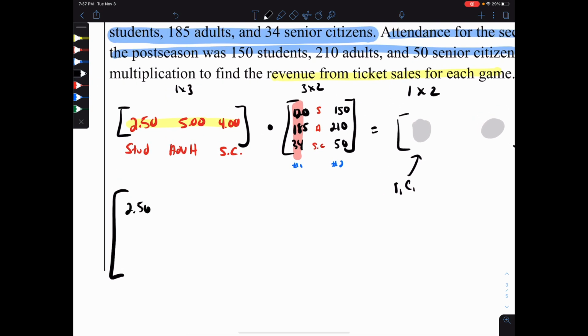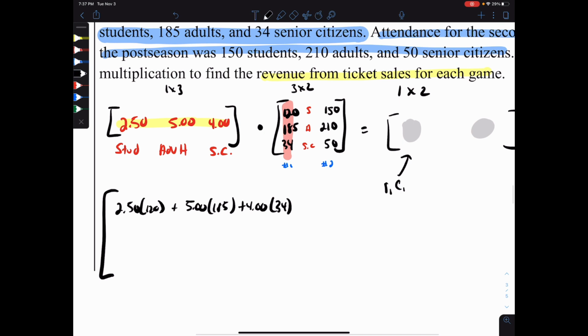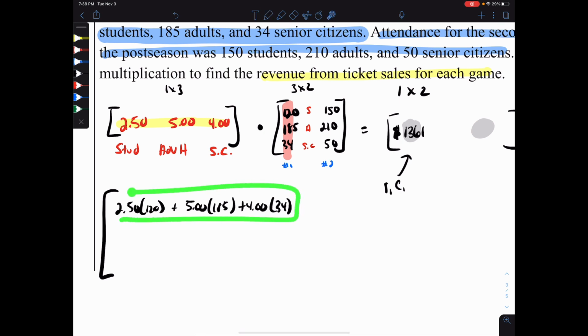So we have $2.50 for the students. There was 120 of them. We'd add $5 for each adult, and there was 185 of them. And then we'd add $4 for each senior citizen, and there was 34 of them. So when we add those all up, we would make this much money. And again, I have that prepared, but you would definitely just type this into your calculator to get that sum.